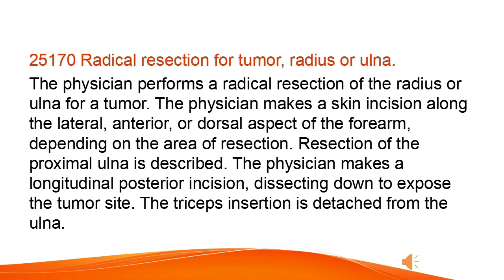Radical resection for tumor, radius, or ulna. The physician performs a radical resection of the radius or ulna for a tumor. The physician makes a skin incision along the lateral, anterior, or dorsal aspect of the forearm, depending on the area of resection. Resection of the proximal ulna is described. The physician makes a longitudinal posterior incision, dissecting down to expose the tumor site. The triceps insertion is detached from the ulna.